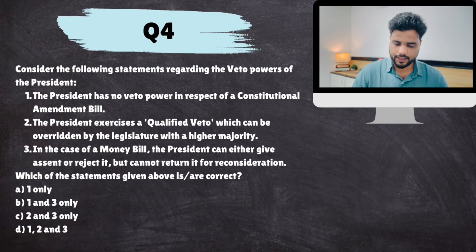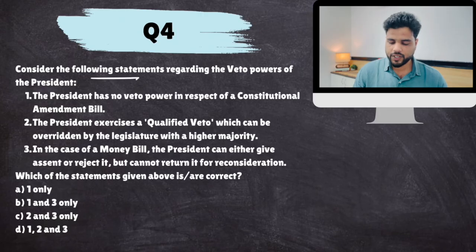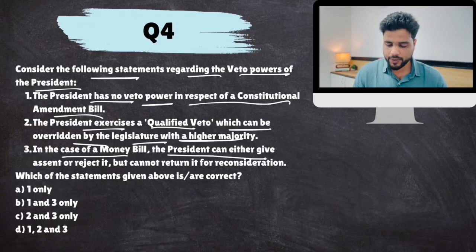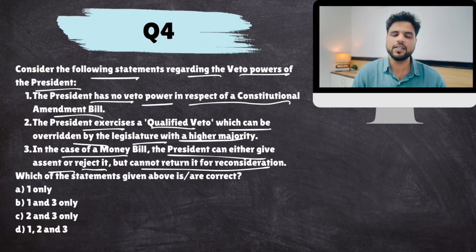Okay, next. Consider the following statements regarding the veto powers of the president. The president has no veto power in respect of constitutional amendment bill. The president exercises a qualified veto which can be overridden by legislature with a higher majority. In case of a money bill, the president can either give his assent or reject it, but cannot return for its reconsideration. So there are 4 types of vetoes.